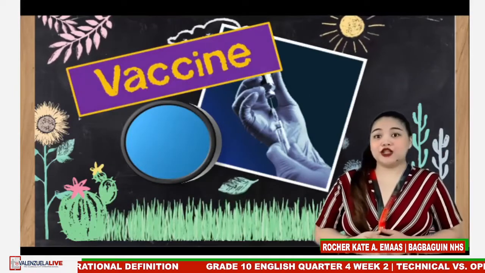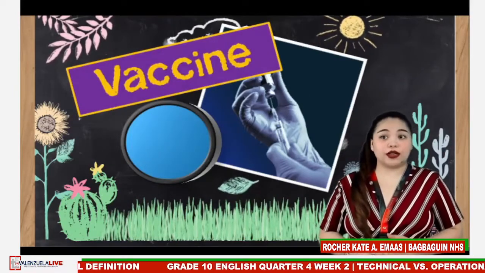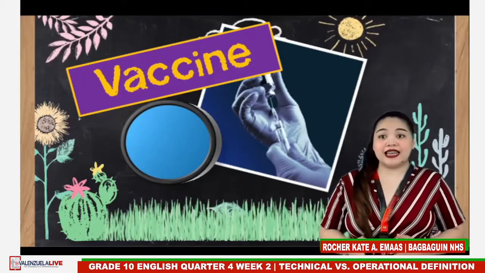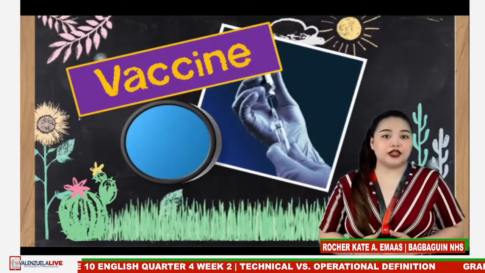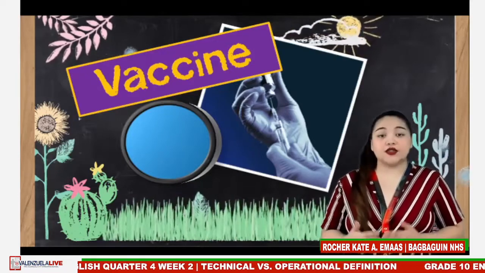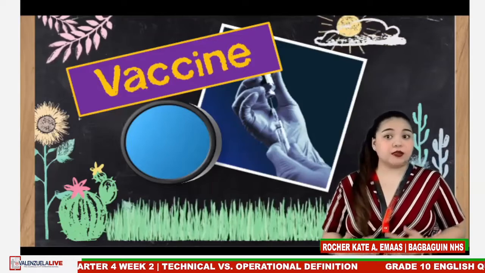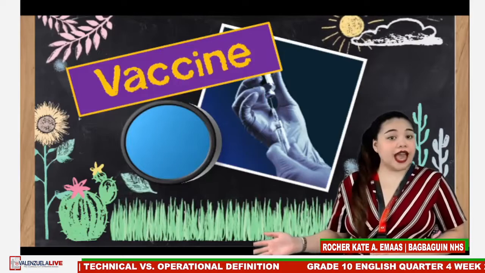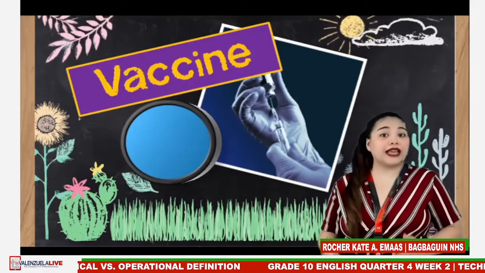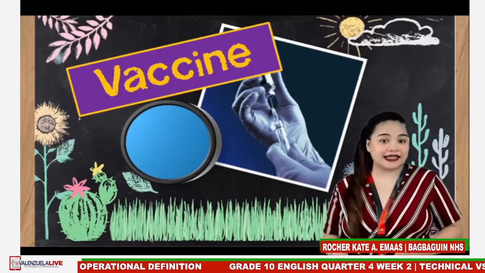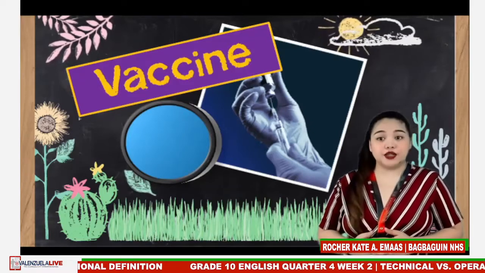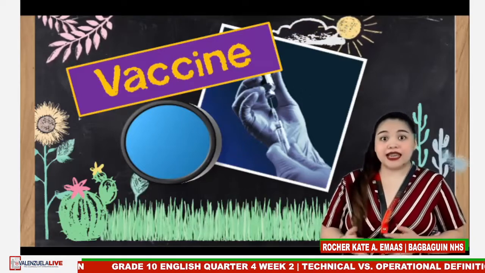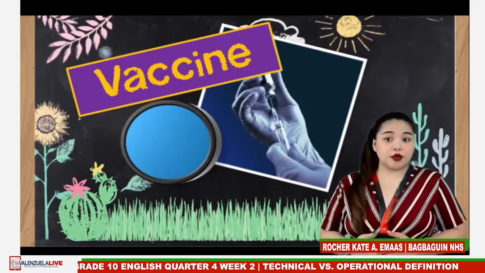Vaccine may be associated with the terms cure or immunity, but according to Merriam-Webster, vaccine is a preparation that is administered as by injection to stimulate the body's immunity response against a specific infectious disease. On the other hand, research from the World Health Organization defined vaccine as a way that is used to train your immune system to create antibodies, just as it does when it is exposed to a disease.